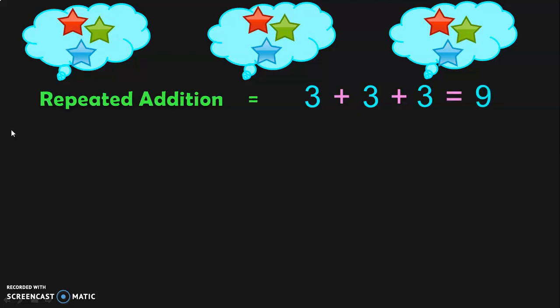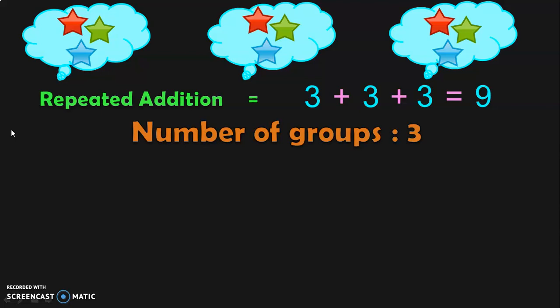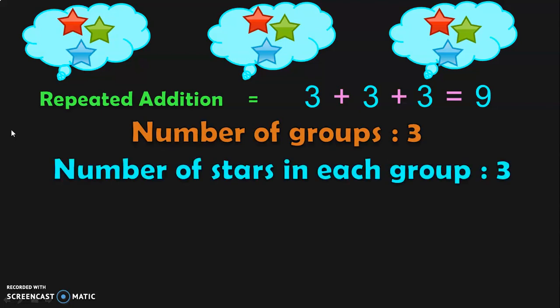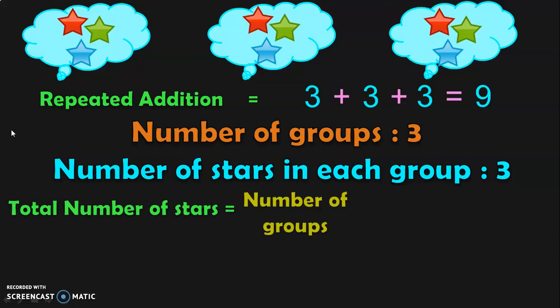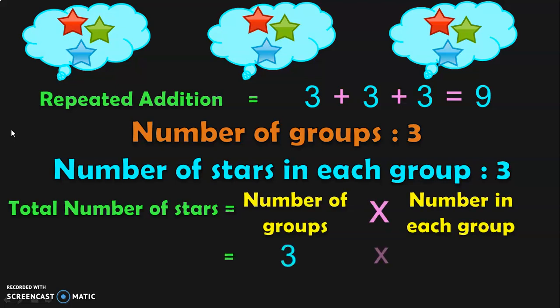Let us write down the multiplication statement for which you need the following information. Number of groups we have is 3. Number of stars in each group is equal to 3. What is the formula to find the total number of stars? Number of groups into number in each group. This is the formula that we learned for multiplication. So now 3 into 3. What is the answer you will get?